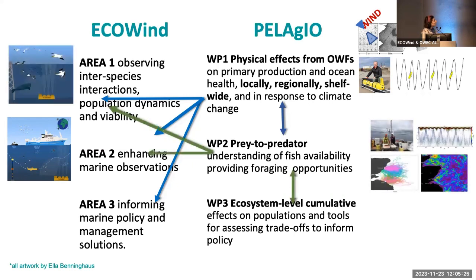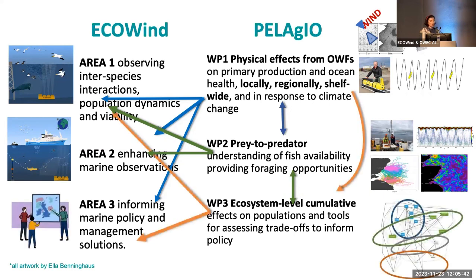And then that feeds into the second work package, which is really looking at prey to predator. So we're focusing on key forage fish availability and how they provide foraging opportunities for top predators such as seabirds and mammals. And finally, this all comes together in the third work package, which is looking at ecosystem cumulative effects, trying to understand population trends and how they change in response to offshore wind farms, climate change, and fisheries, and really bring that information together to be able to inform marine policy and mitigation solutions and potentially develop some tools that are informative and can provide evidence.